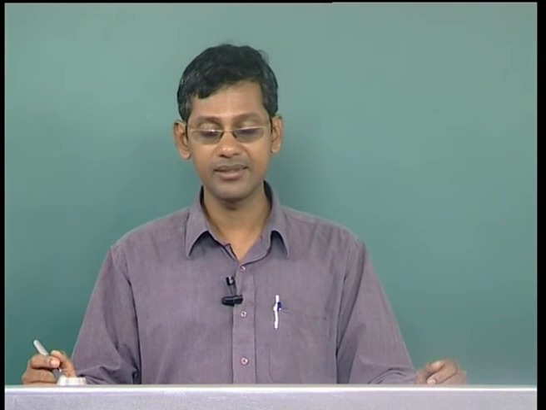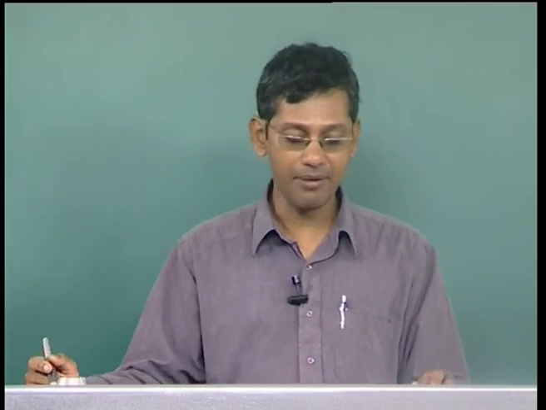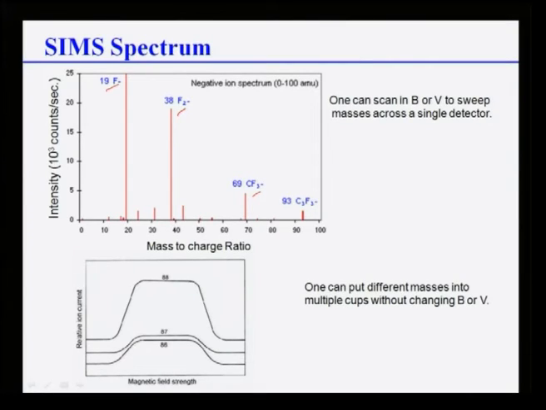The other way of plotting the data is to detect the different masses in multiple cups without changing B and V. In the top picture, we are changing B and V so that we can sweep all the masses. Here, we are not changing B and V. We basically have different masses in different cups. This is relative ion current versus magnetic field strength, that is B. As you see here, at any constant B value, you have different relative ion currents for the 88, 87, 86 atomic species. So you get a cup-like picture whenever you plot over a large range of magnetic fields, and each cup gives you a different charged species.